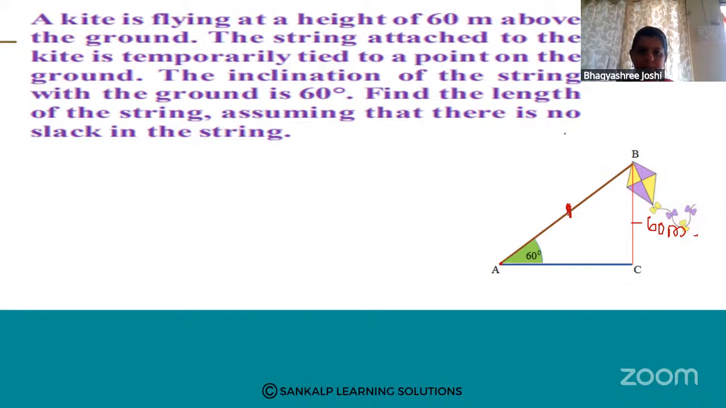Okay. Assuming that there is no slack in the string. Okay. So here at point C, it makes an angle 90 degree. Yes or no? At point C, it makes an angle 90 degree. And here theta is 60 degrees. So theta is here. That means this is opposite side and this is hypotenuse and this side is adjacent side. Yes or no?